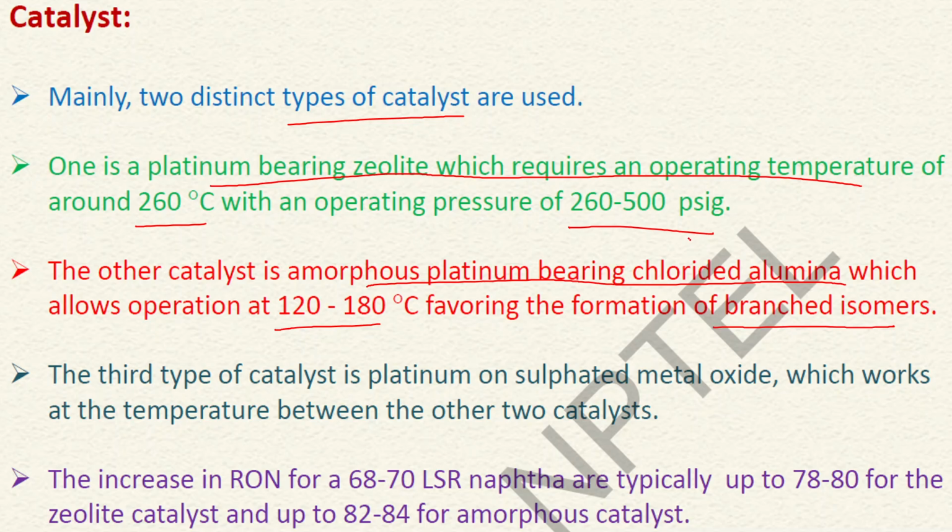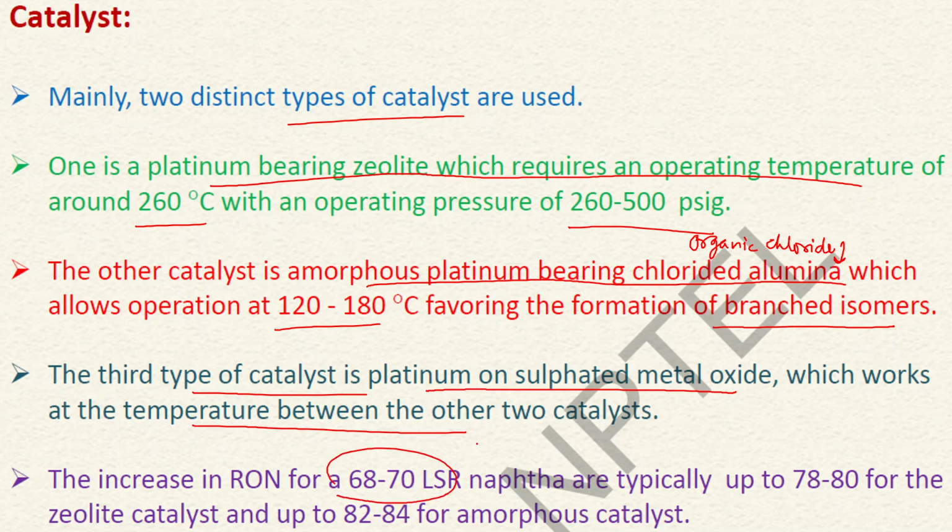Here, continuous addition of organic chlorides is needed for activation of this catalyst. There is also a third type of catalyst, platinum unsulfated metal oxide, which works at a moderate temperature between the above two catalysts. The research octane number of light straight run naphtha goes up from 68 to 70 typically to 78 to 80 for the zeolite catalyst and 82 to 80 for the amorphous catalyst.